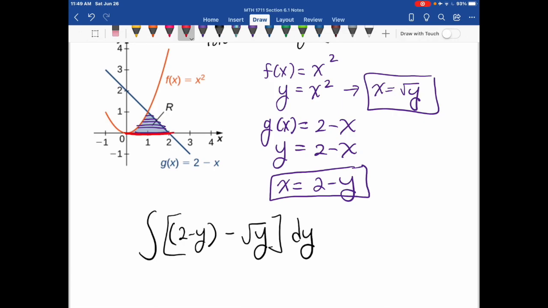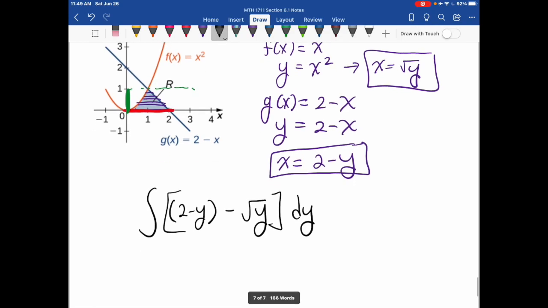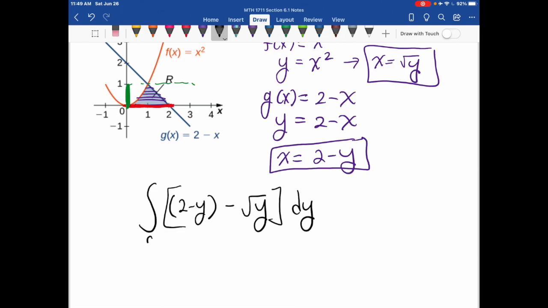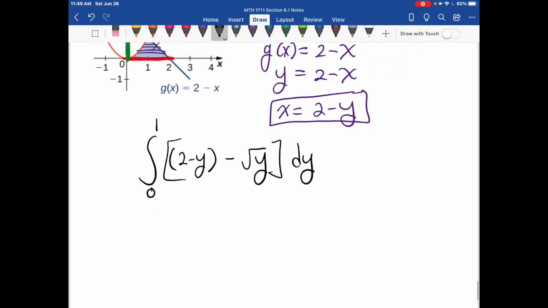Now, we need to check our intervals. If we're doing this with respect to y instead of x, when we were doing it with respect to x, we were on the interval from 0 to 2. Now that we're doing it with respect to y, we're doing it on the interval from 0 to 1. So now my upper and lower limits are going to be 1 and 0.